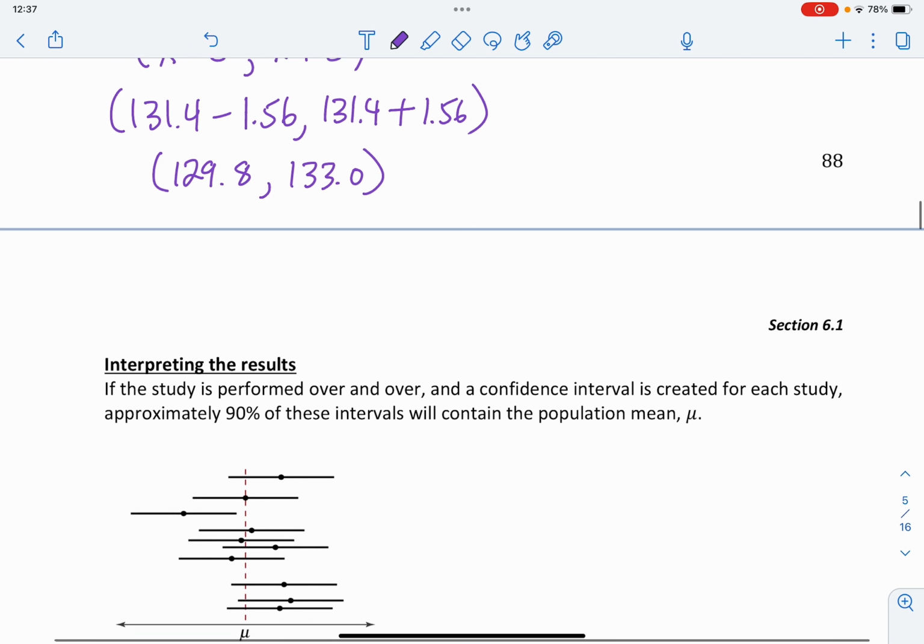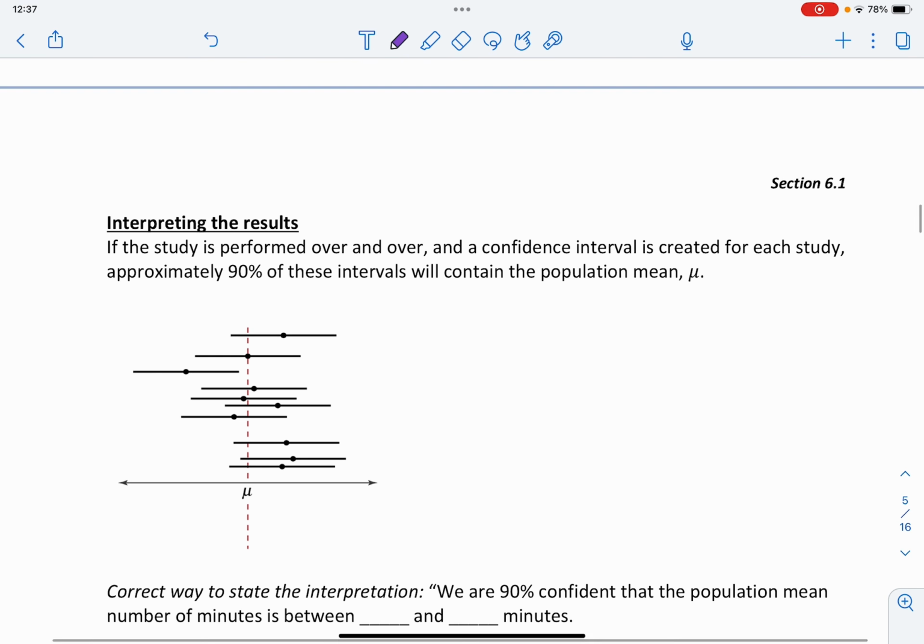Right, so this is shown in this little picture here, right? Some of them we capture it, some of them we don't. They're all a little different. Like, let's see, this one didn't capture it because that red dotted line is the mean. But 90% of the time we'll capture it. So that's what we mean by saying 90% confident.